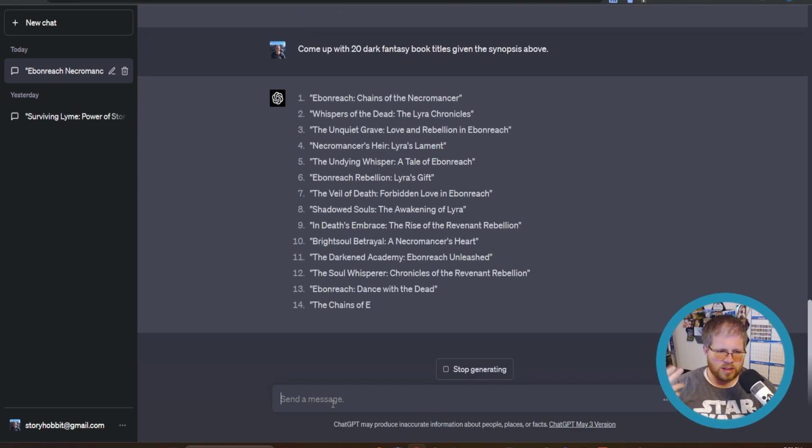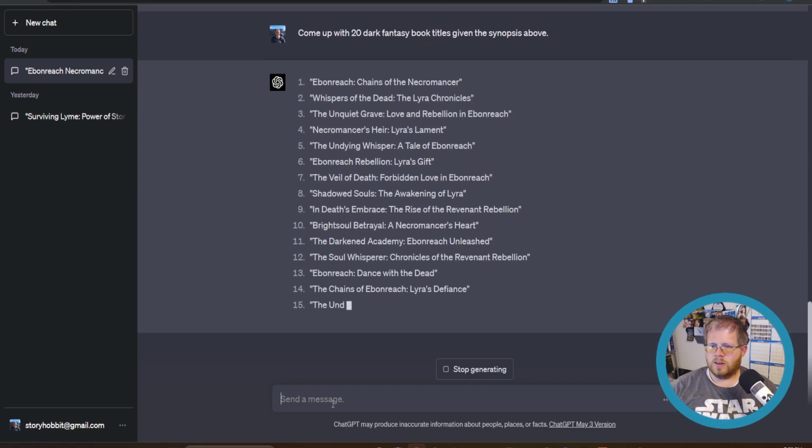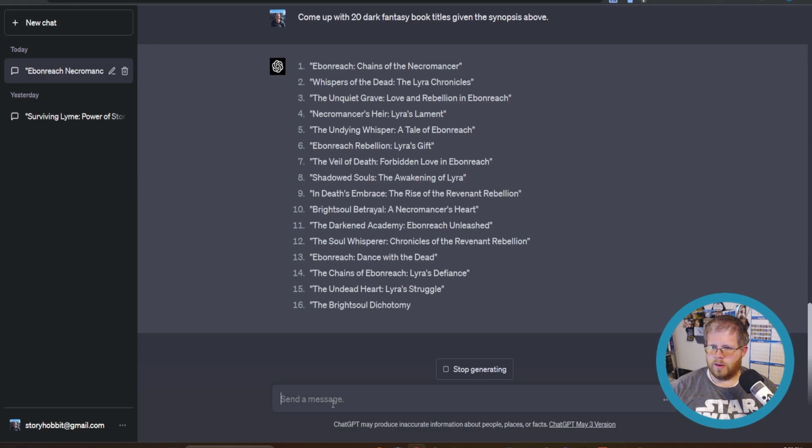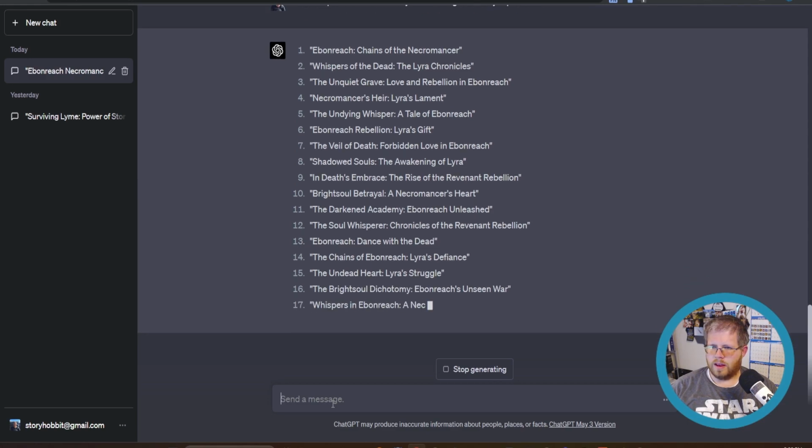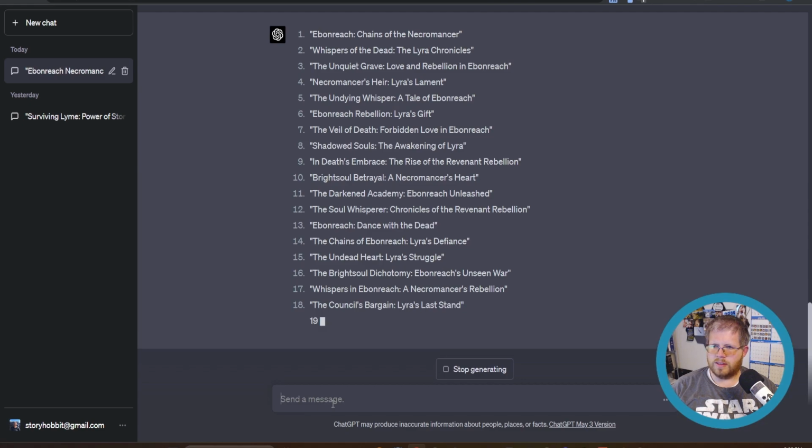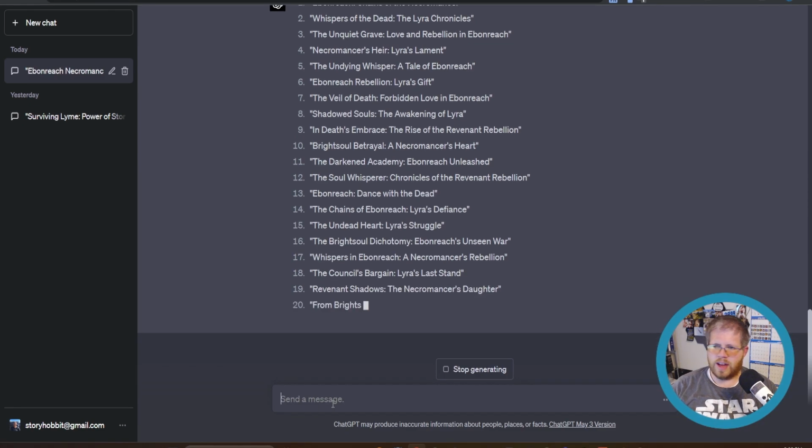but even then, you look at it, it can start your creative juices flowing. So I saw like The Veil of Death, so I thought maybe something like The Veil of Forbidden Love and Death. That might be a little bit too much. The Chains of Ebon Reach, The Undead Heart. Actually, the Undead Heart isn't too bad.